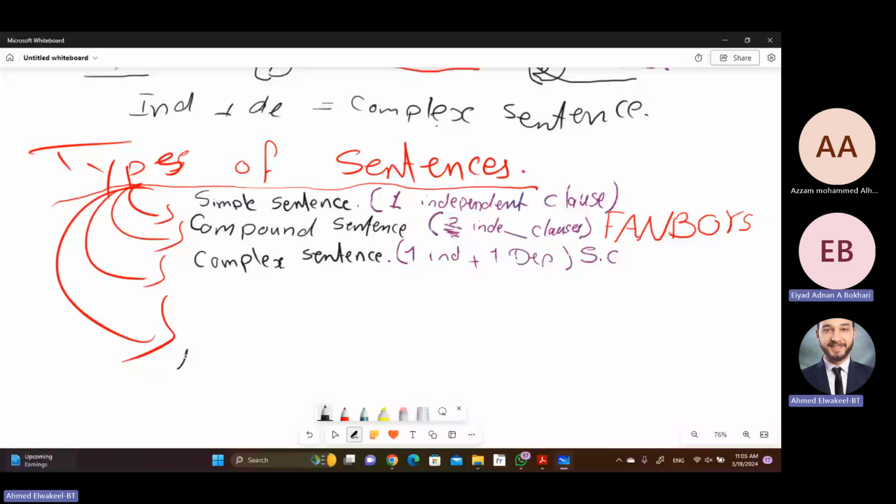And finally, when do we use the correlative in a compound sentence? Like, "Iyad likes to eat and sleep." No, that's one independent clause. Yet, like, let's give this example.